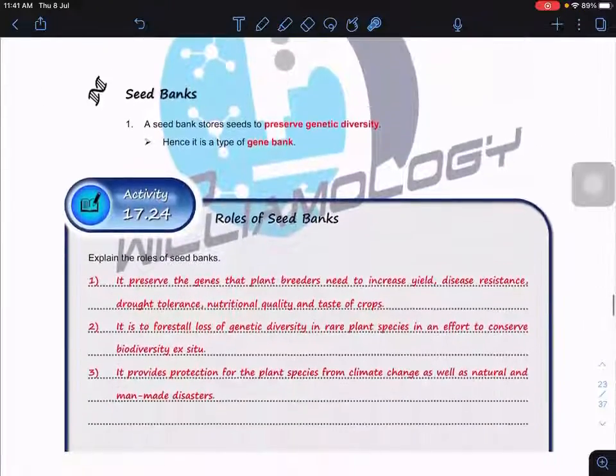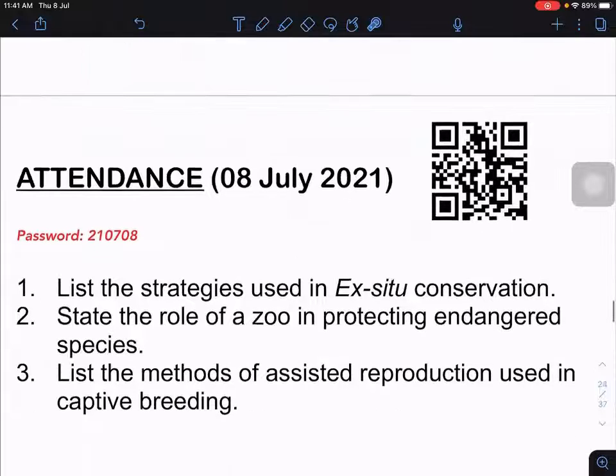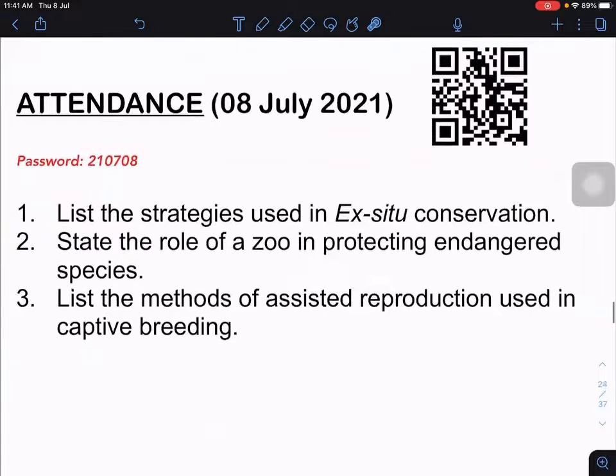Before we go into the seed banks, please continue with the attendance. Record your attendance now. Stop the recording.